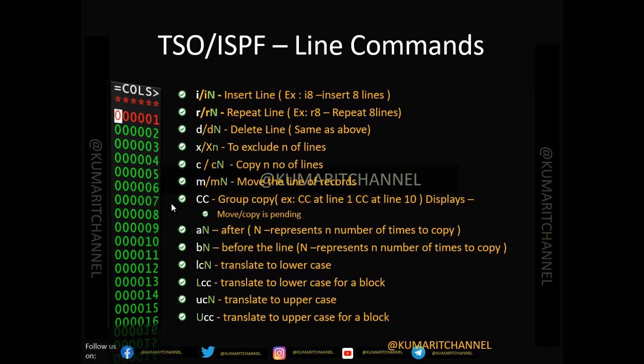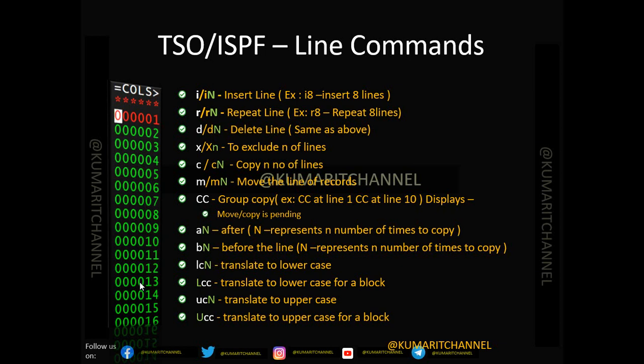To exclude any number of lines, there are copy and move: in order to move specific records, you use M, and if you want to copy a group of records, you use CC. After cutting the records, where you want to paste them, you use A for after or B for before.